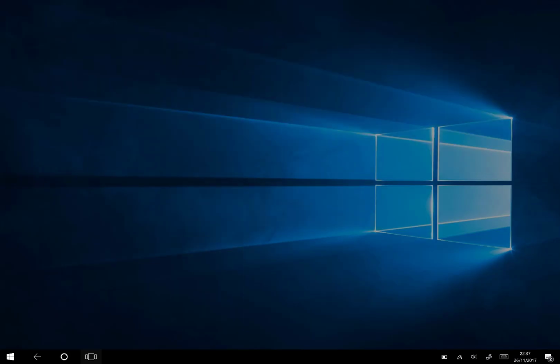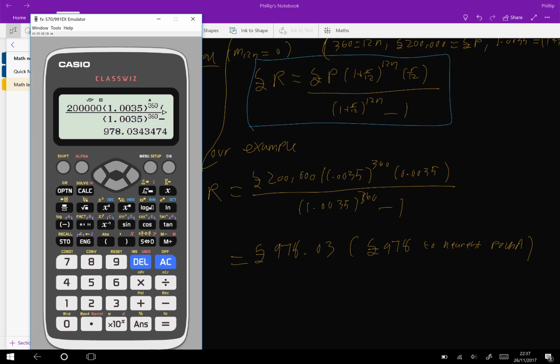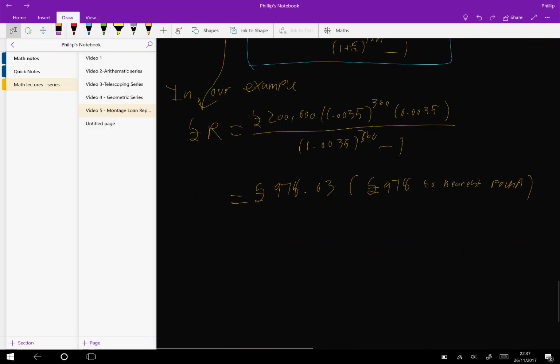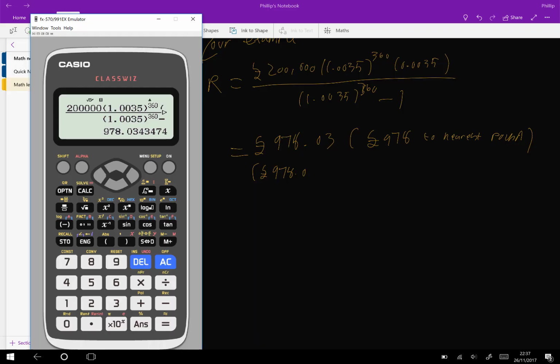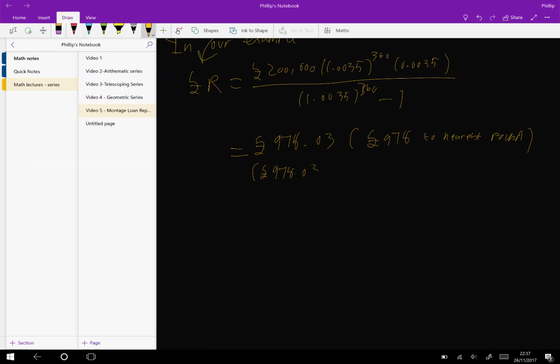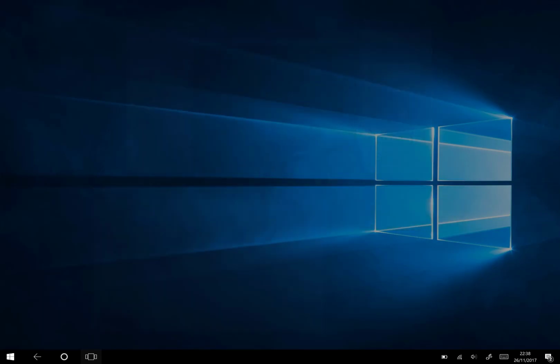So if we look here, let's write it a bit more accurately. We're going to do 978.03. What do we have to do to 5 decimal places? Well, it's going to be 3 pence a month, isn't it? Because you're going to have to pay it monthly. So it's going to be multiplied by 360. That should equal, I'd imagine, what they've got.